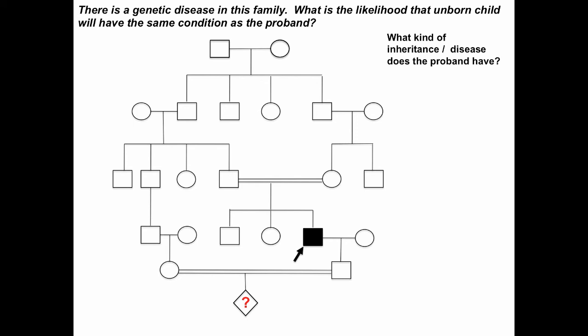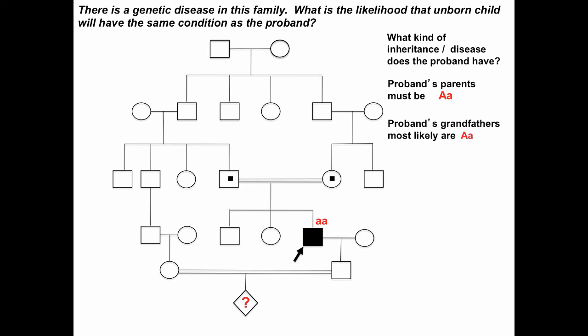So the first question I would ask is, what kind of inheritance or disease does the proband have? And if I look at the pedigree, the first thing I see is he has some type of a disease and his parents are in a consanguineous relationship. That suggests an autosomal recessive disease because it hasn't appeared anywhere else in the family. So I'll say he's little a, little a. The proband's parents must be carriers. I'll say they're big A, little a, and I can represent them that way.